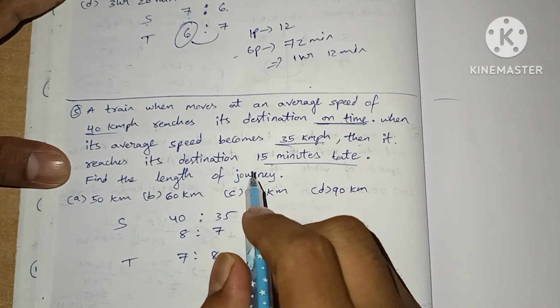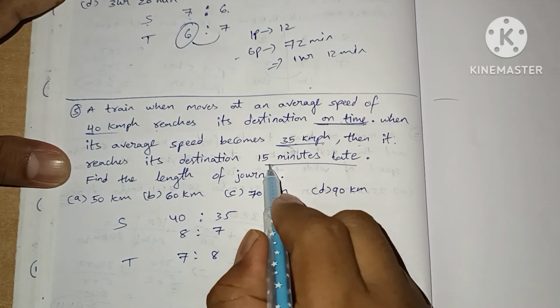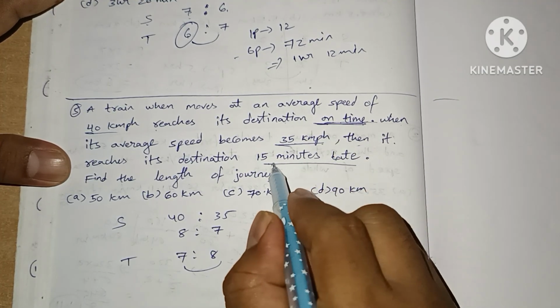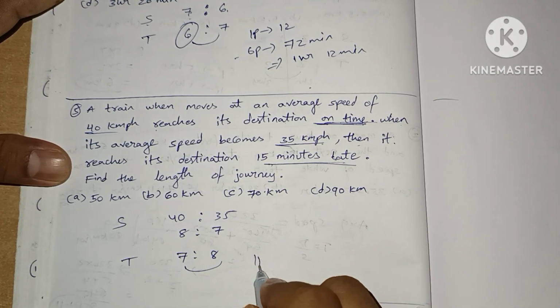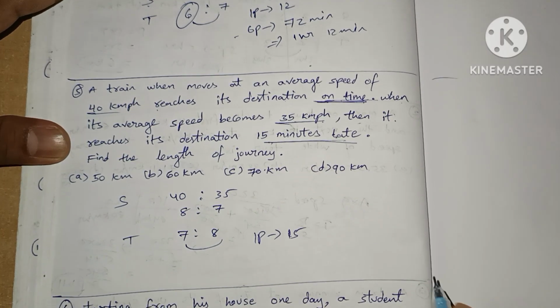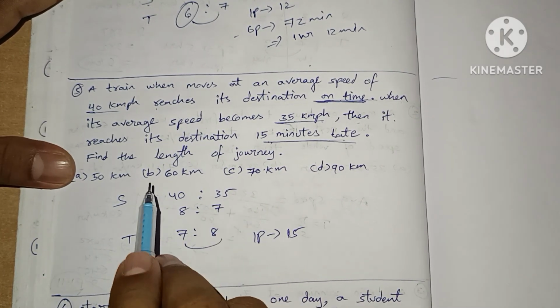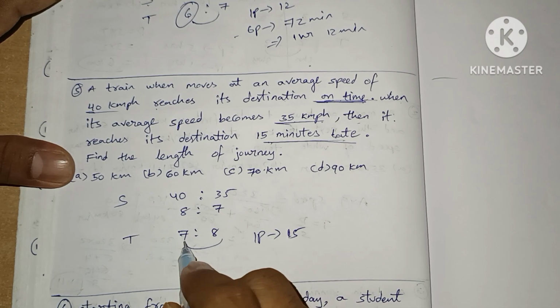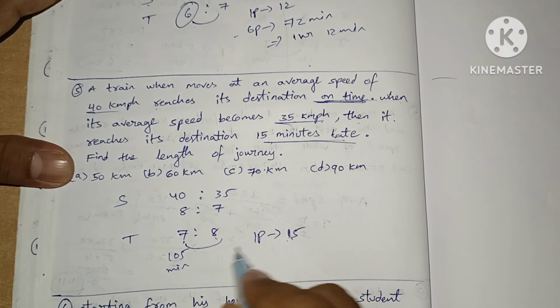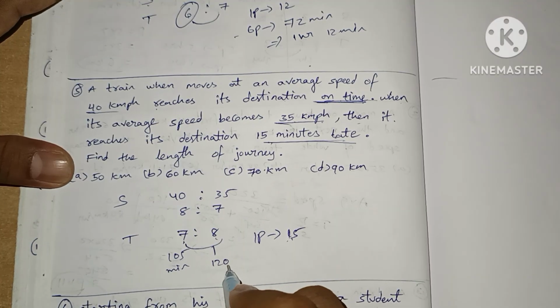What we need to find here is the time difference between these two. It is given that one is on time and the other is 15 minutes late. So one part value is 15 minutes. One part value 15 minutes means 7 parts value 7 × 15 is 105 minutes, and 8 × 15 is 120 minutes.